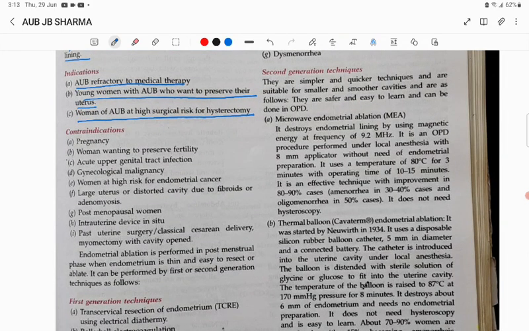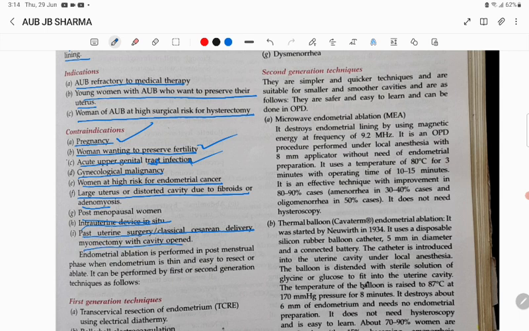Contraindications of endometrial ablation: pregnancy, women wanting to preserve fertility, acute upper genital tract infection, gynecological malignancy, women at high risk for endometrial cancer, large uterus with distorted cavity due to fibroid or adenomyosis, postmenopausal women, intrauterine device in situ, and post-uterine surgery such as classical cesarean delivery or myomectomy with cavity opening.